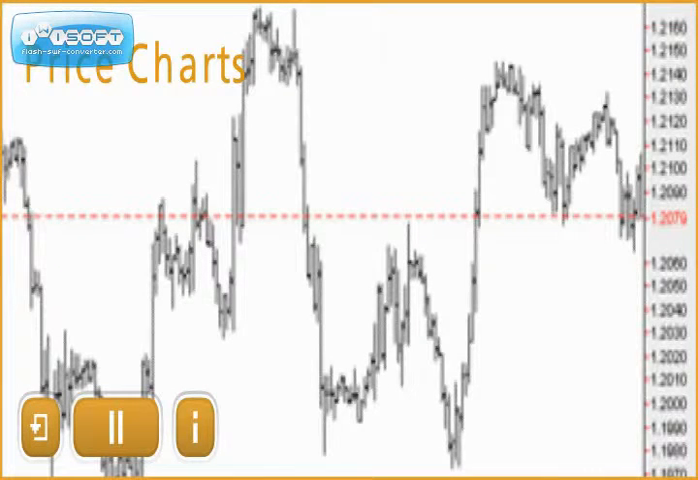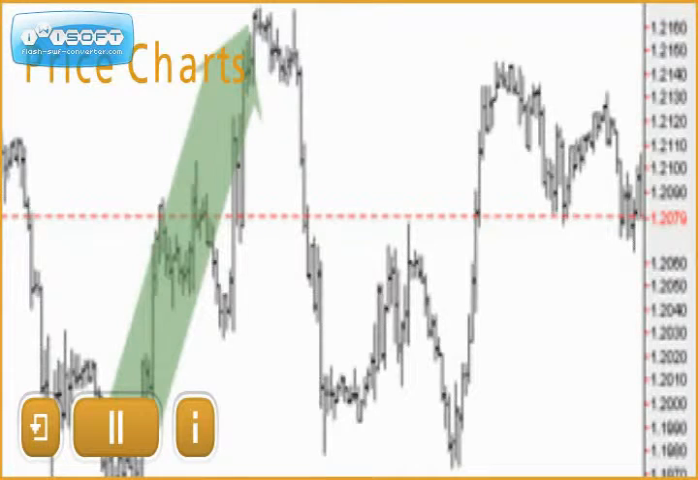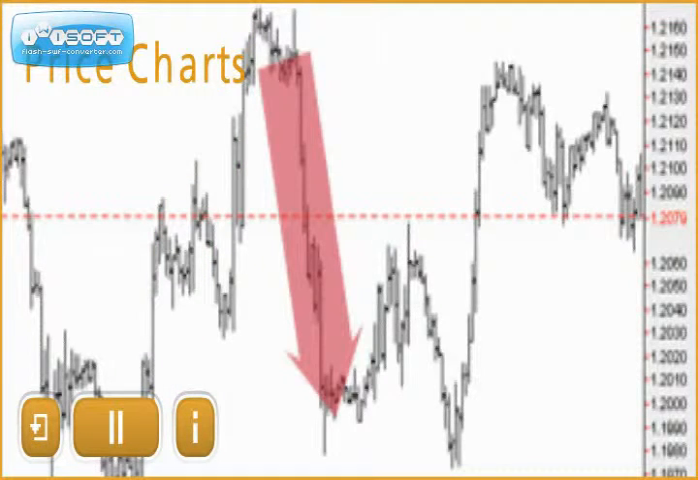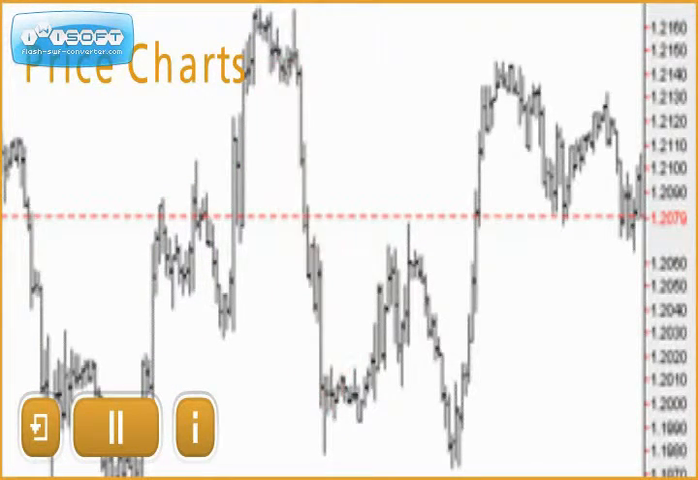Most of the action in the stock and CFD markets happens on your price charts. As prices go up, the chart moves higher. As prices go down, the chart moves lower. Your job as a stock or CFD trader is to look at your charts and determine when you should buy or sell that stock or CFD.